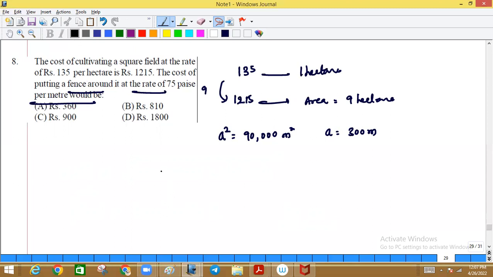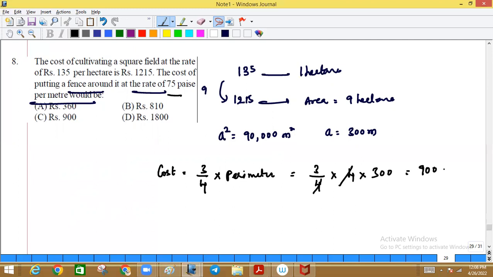Fence means cost is 75 paise, that is 3/4 of a rupee, into perimeter. So what is the perimeter of the square? Perimeter of a square is 4a, a is 300. So what is the cost? Cost is 900 rupees. Understood?